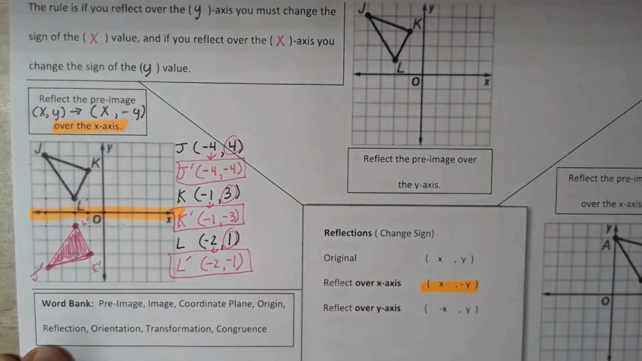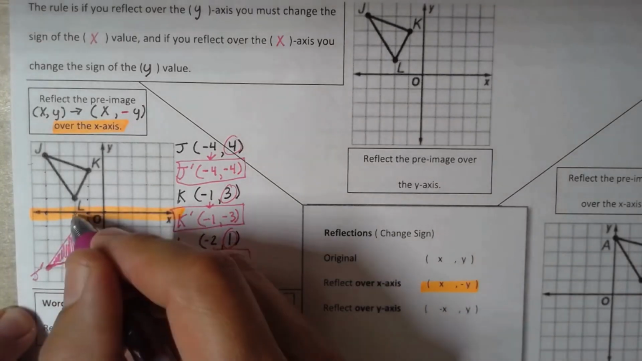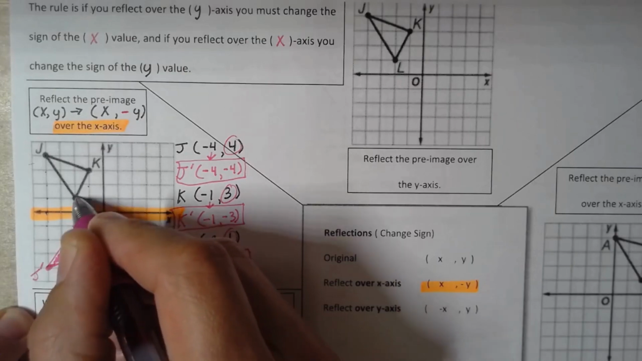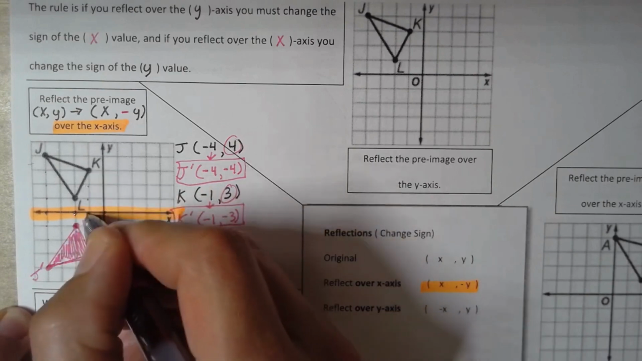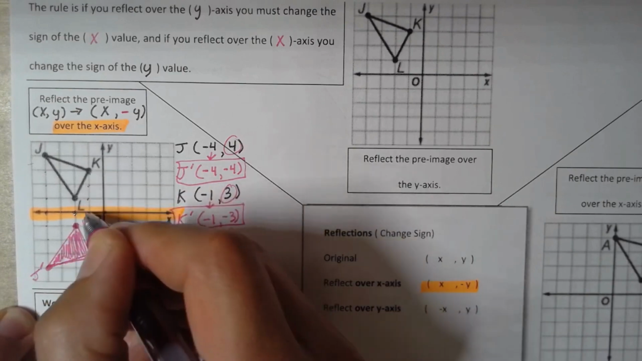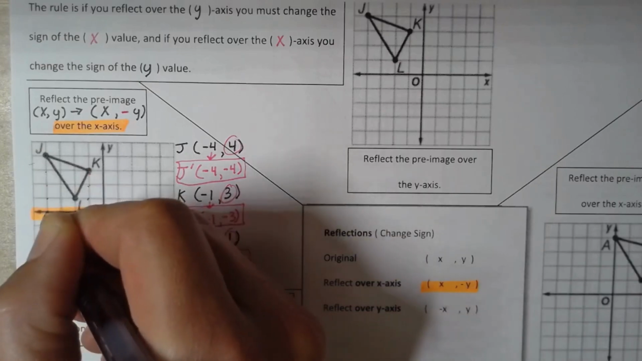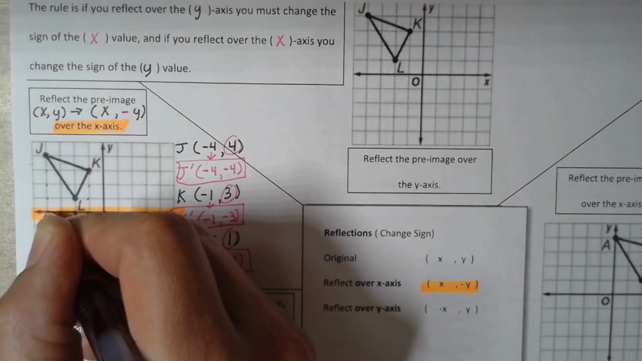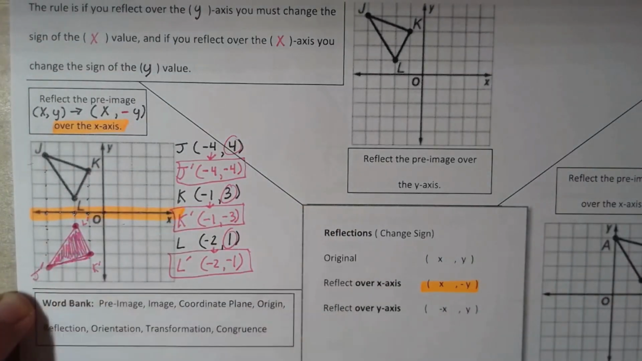Another way you can check these that's really simple is you can just say from the x-axis, it should be the same distance away. For instance, L is 1 unit away. So L prime is 1 unit away. K is 3 units away. So K prime is 3 units the opposite way. J is 1, 2, 3, 4 units up. So the opposite way, which is down, 1, 2, 3, 4. It's just a quick check to make sure you did it right. And this one is correct.